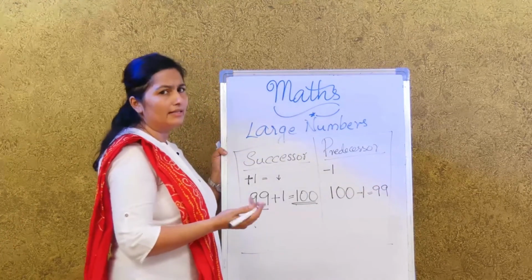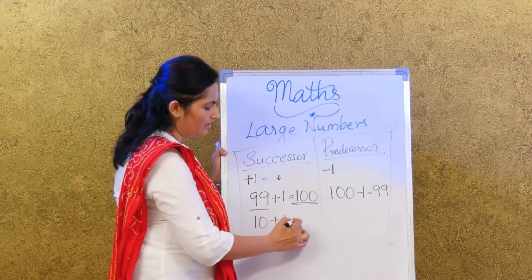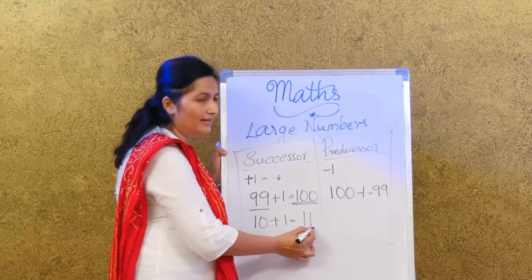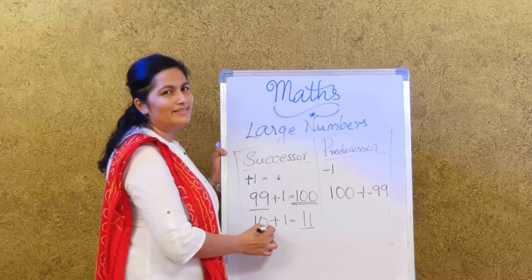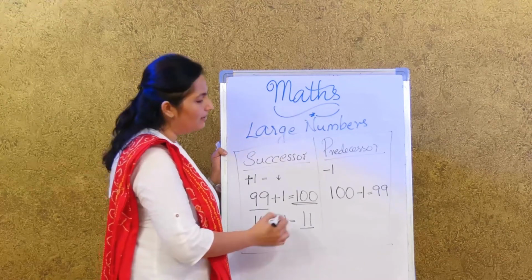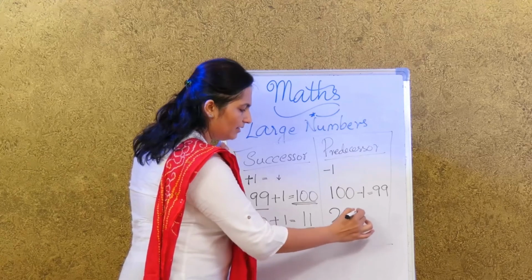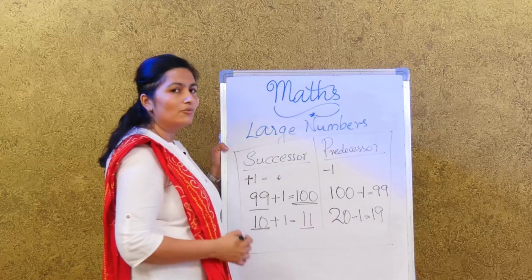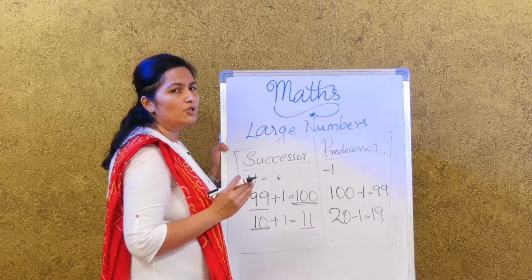You can take another example, 10. 10 plus 1 is equal to 11, so we call 11 the successor of 10. Let us take an example of 20 minus 1, which will be 19. So, what is 19? 19 is the predecessor of 20.